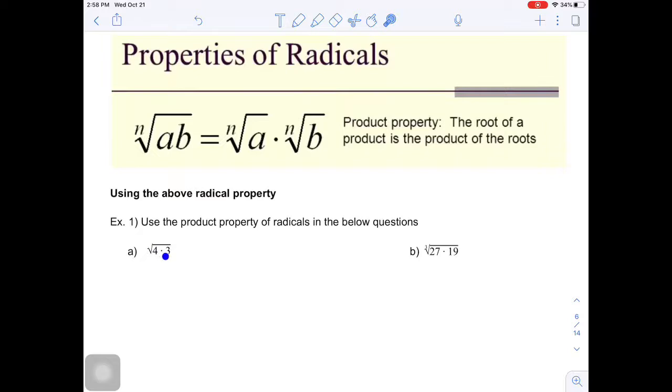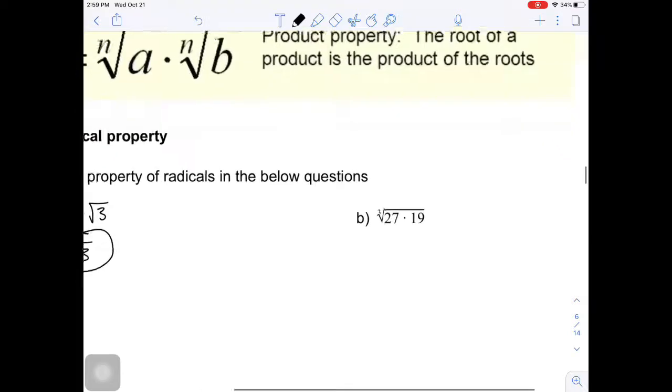So here we have square root 4 times square root 3. In this case, A would be 4, B would be 3. Remember, if there's no number there, we can assume it's a 2. So what I can do is separate these and multiply them as two separate radicals. This is useful because square root 4, we know that's simply 2. So the square root of 4 is 2 times square root 3. That means square root of 4 times 3 equals 2 root 3. So we have made this into a different looking thing, but it still equals the same thing.